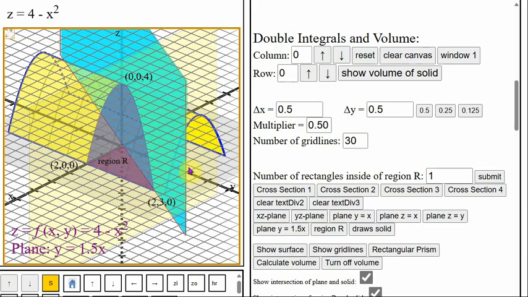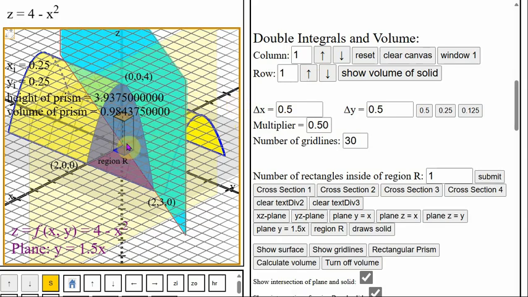And then the distance from here to here is 3, and there are 6 rectangles right here, so the width of each rectangle is also 0.5. What it means is that for each rectangle, the area will be 0.5 times 0.5. And I'm going to create rectangular prisms for each rectangle that's inside region R, or part of it is inside region R.